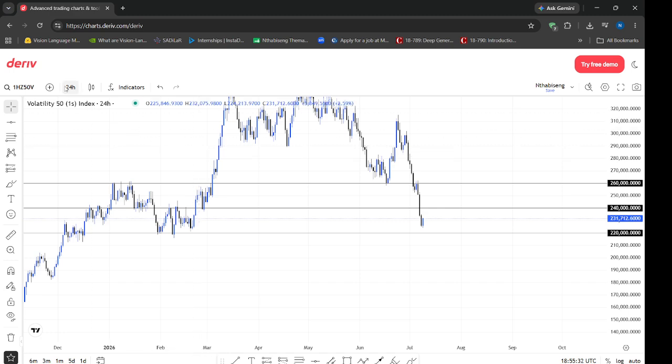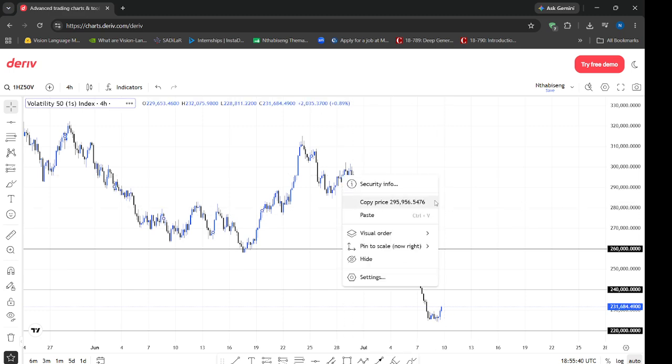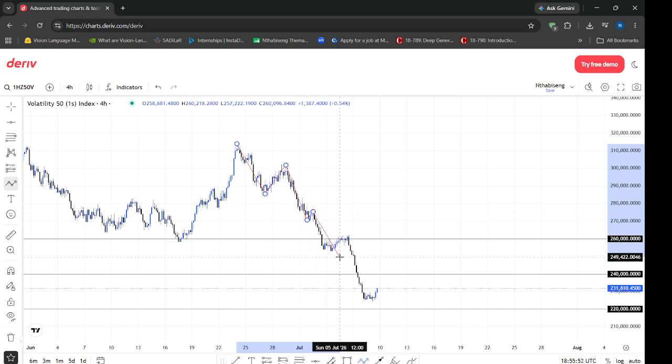Once I'm done on my daily time frame, I'm going to move to the 4-hour time frame. On the 4-hour time frame, I am looking for what the current trend is. We can see that the current trend is a downtrend. The market is creating lower lows and lower highs. Currently the market is pushing a bit higher.